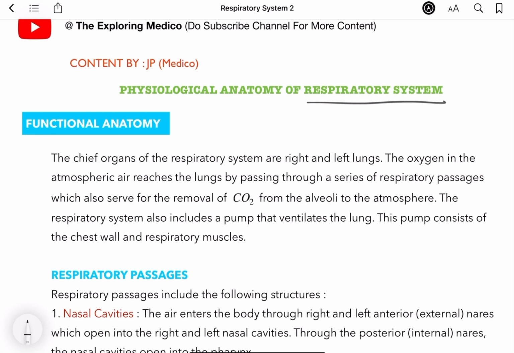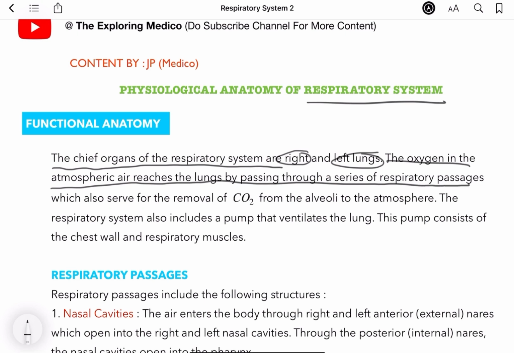Now, the chief organs of the respiratory system are the right and left lungs. As we all know, the oxygen in the atmospheric air reaches the lungs by passing through a series of respiratory passages, which also serve for the removal of carbon dioxide from the alveoli to the atmosphere. It means the exchange of gases is done in a series, which you are going to learn, called the respiratory passages. So now we are going to learn it.